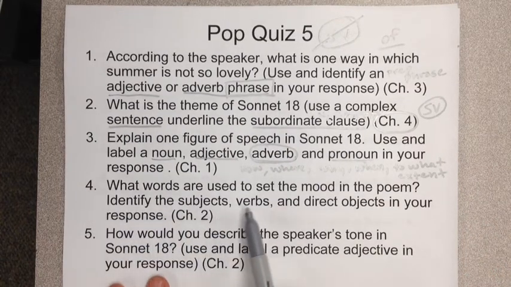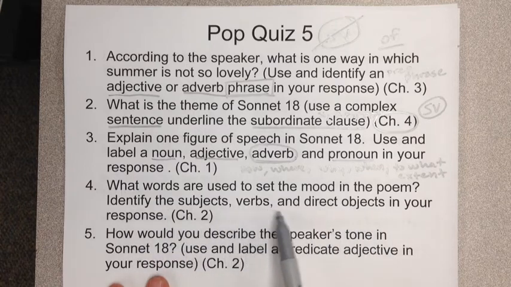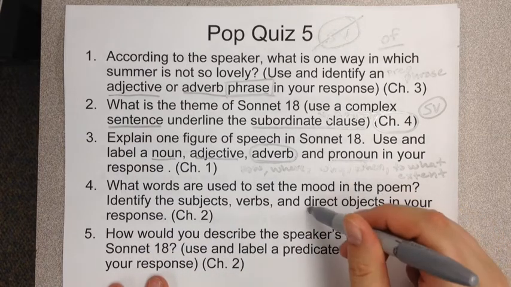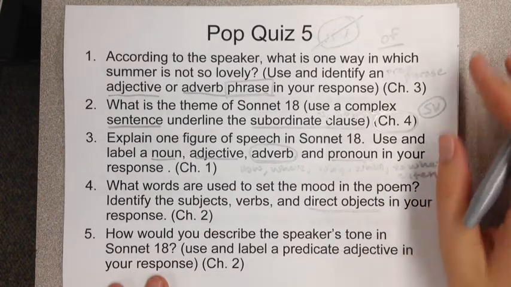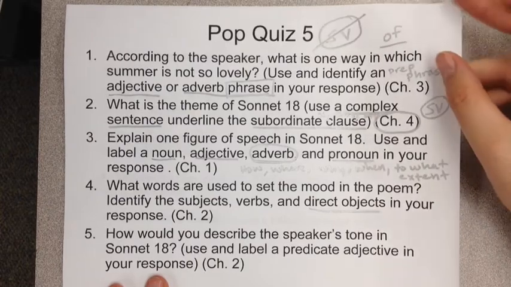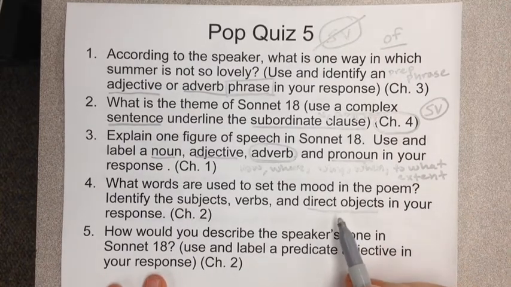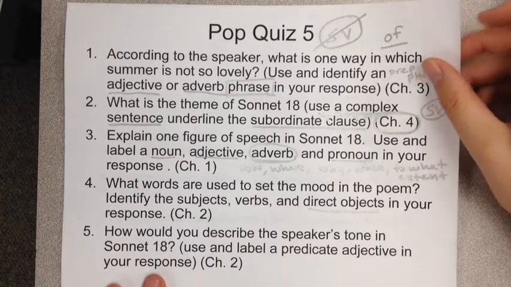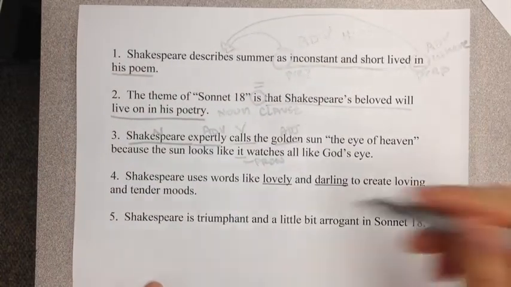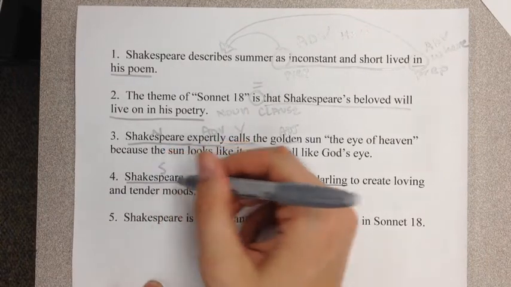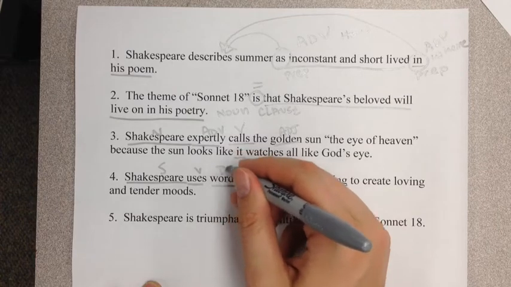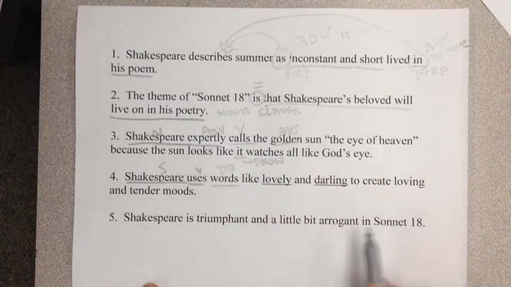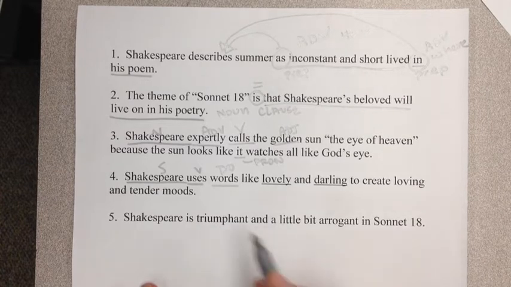4. What words are used to set the mood in the poem? Identify the subjects, verbs, and direct objects in your response. We're supposed to have a response with the direct object, so if you get yours back and you got it wrong, it might be because you didn't use the direct object or didn't use it correctly. A direct object is not allowed to be part of a prepositional phrase. Here we go. Shakespeare, there's our subject. Uses, there's our verb. Words, there is our direct object. Like lovely and darling, to create lovely and tender moods, we're going to ignore. This is our main subject, verb, and direct object.